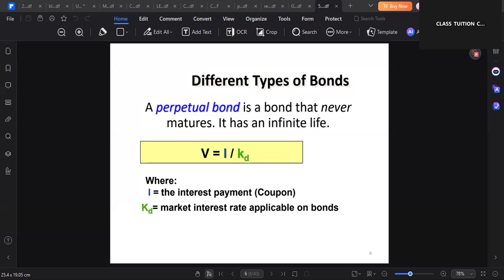So if you have a perpetual bond that has a face value of 1,000 and 8% coupon interest, it means the coupon interest you'll be getting will be $80. So if the market interest is 10%, you're just going to calculate 8% times 1,000 divided by 10%.